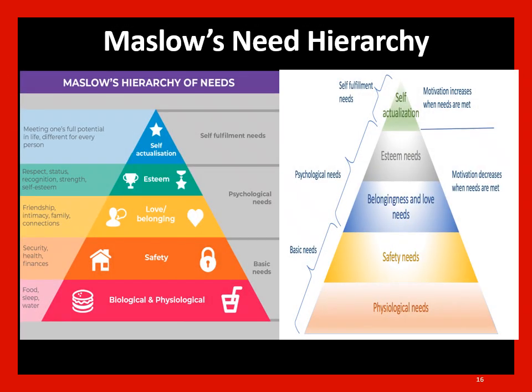Let's quickly talk about Maslow's need hierarchy. We talked about different levels of need, want, and demand. This theory discusses the basic needs of human beings, and there are different levels: physiological needs and safety needs, which are the basic needs, and then a higher level with belongingness and love needs and esteem needs. They come under psychological needs, and then the highest level is self-actualization, which is self-fulfillment needs.